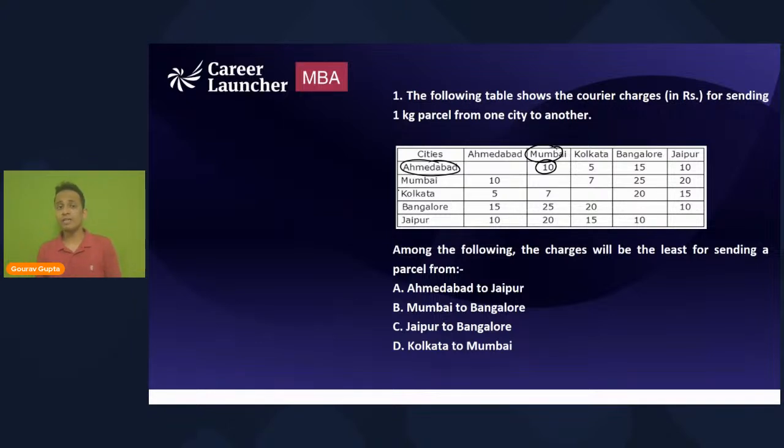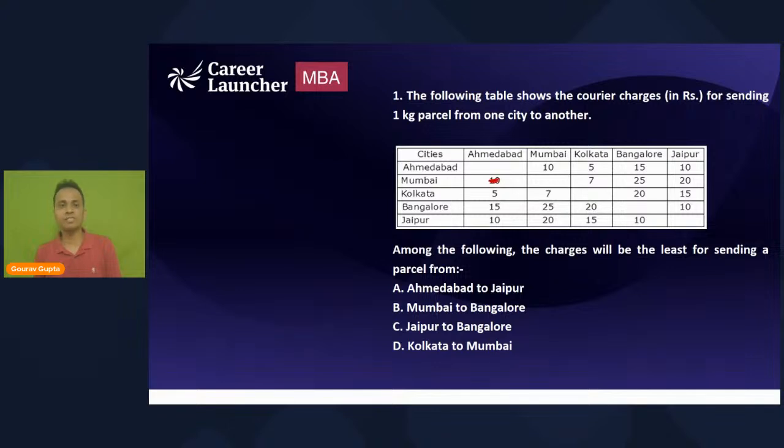Now if I want to look in the other direction, let's say I want to send the package from Mumbai to Ahmedabad, again here the value is 10. So I am saying that Ahmedabad to Mumbai or Mumbai to Ahmedabad, if you send the package in any direction, according to this table, you will have to pay the same charges, that is rupees 10. Okay. In the actual examination, these values may differ.